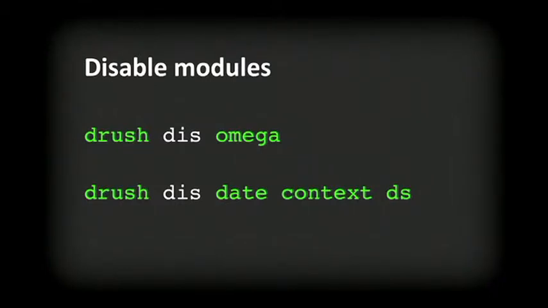I find it so useful because when I set up a new site, I know, okay, I need context, I need date, I need this, and I can just rattle them off. And it's so much quicker than going to the site, downloading the file, unpacking the file, dropping the file in the modules directory, nipping over to modules, and then trying to enable them. If you keep on doing that over and over, you're losing like 20, 30 seconds every time. If you're a really busy developer, you've got to save yourself a lot of time with Drush. You can disable multiple modules by just separating them with a space.